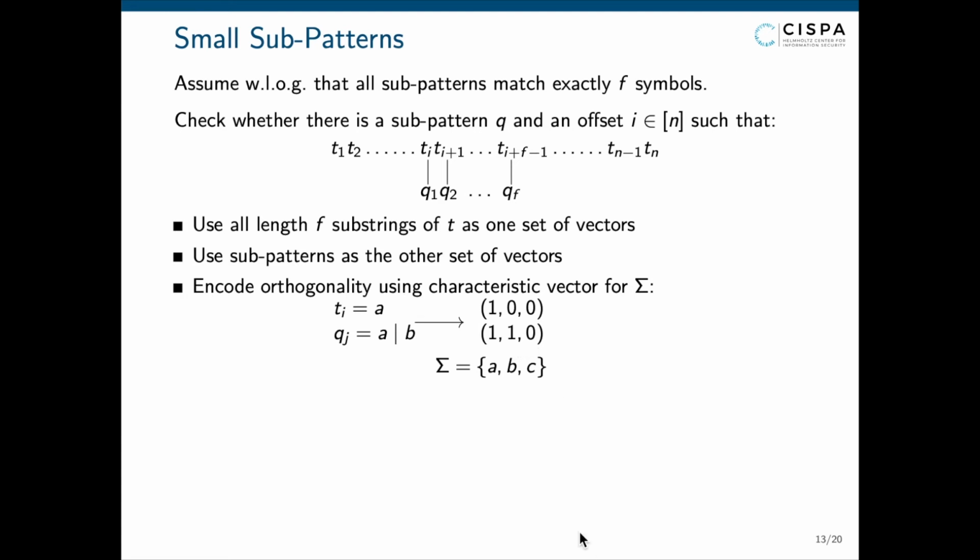Now as a final step, we simply flip the pattern vector, so it becomes 0, 0, 1, and now we can see this text vector here is orthogonal to this vector here, and this implies that our text can be matched by the pattern.